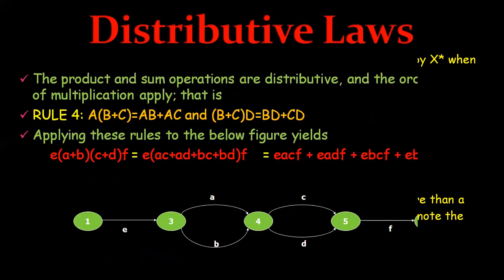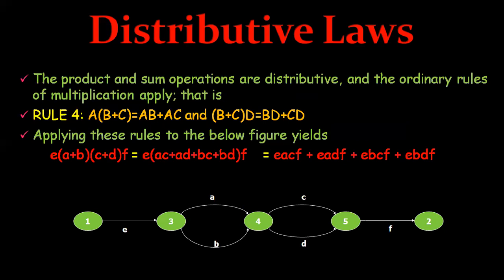Now let us see the distributive law. Here the product and sum operations are distributive, and the ordinary rule for multiplication applies. That is rule 4, which says that A of (B plus C) will be equal to AB plus AC, and (B plus C) of D will be equal to BD plus CD. It is not DB, DC, it is BD, CD, because product does not hold the commutative law.